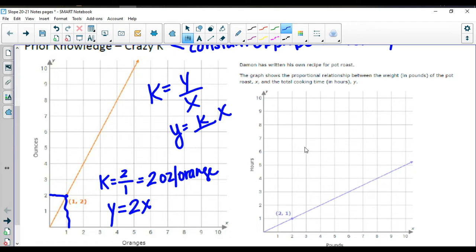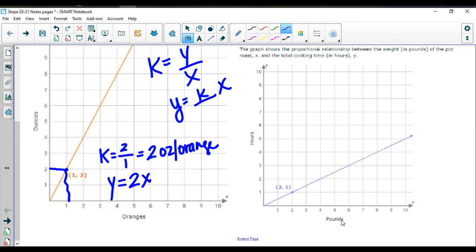If I look over here, Damon has written his own recipe for pot roast. The graph shows the proportional relationship between the weight in pounds at x and the total cooking time in hours y. So go ahead, take a second here. What would your k value be on this graph? So looking at this point that they actually labeled for us, to get k, we would do y divided by x, so 1 divided by 2, and that's just a half. And if we were to give labels to it, we would put hours per pound then. What would the equation for the graph of this line be? So our equation here would be y equals 1/2 x because we're following y equals kx.